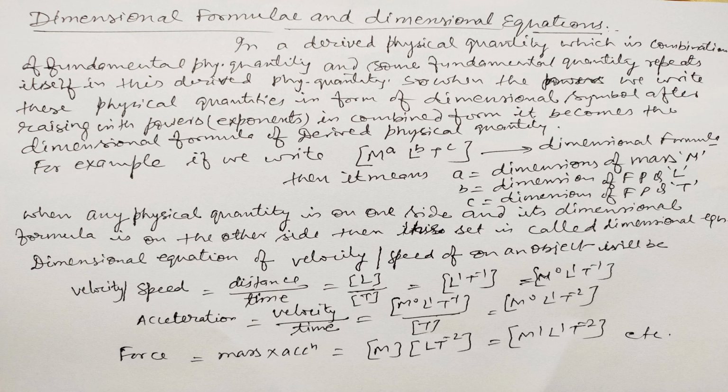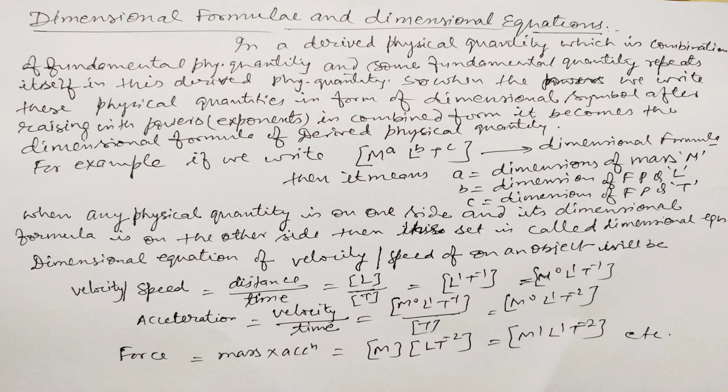So we will write these physical quantities in the form of dimensional symbols after raising the powers or the exponents in combined form. Then it becomes a dimensional formula of a derived physical quantity. So you can see here, for example, M to the power a, L to the power b, T to the power c.